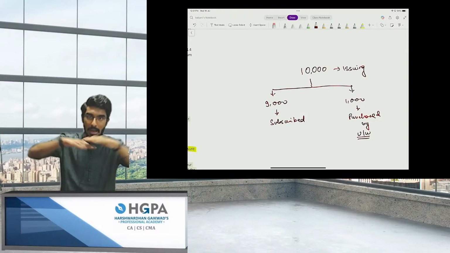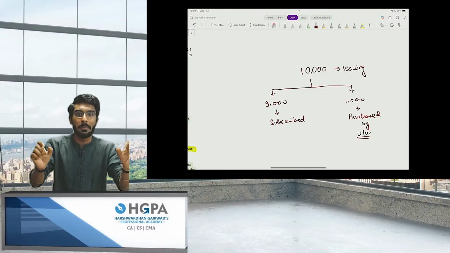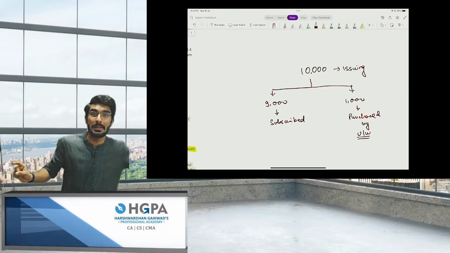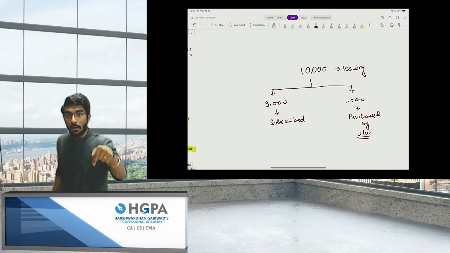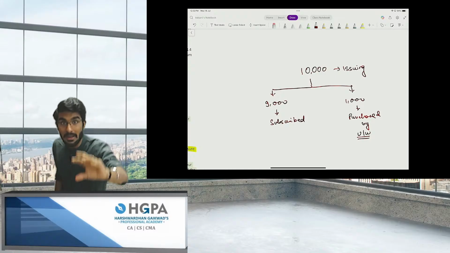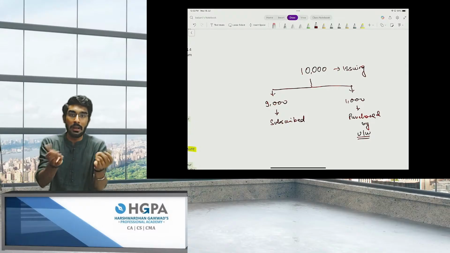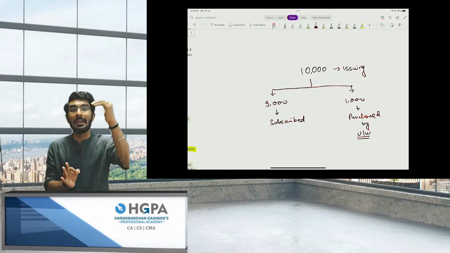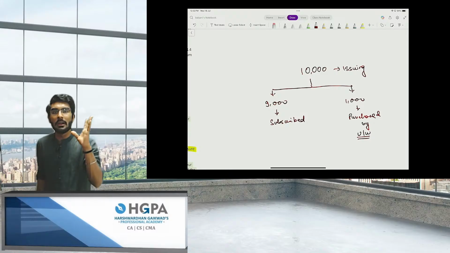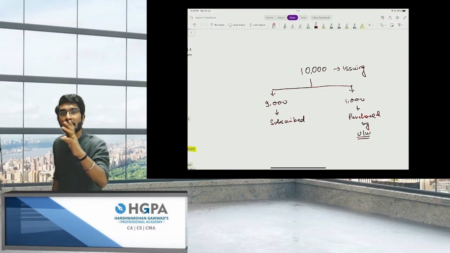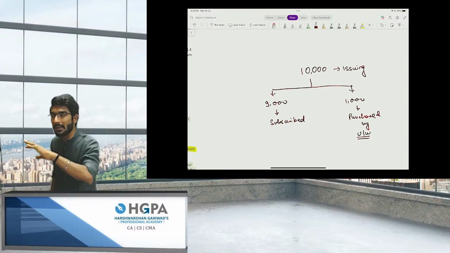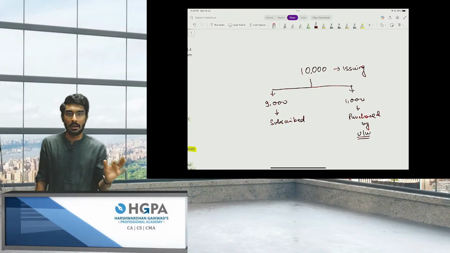In the end, if you see the outcome, the public has subscribed to 10,000 shares. But during the IPO, only 9,000 shares were subscribed. The remaining 1,000 shares were subscribed by the underwriter, who earns a commission in return. This ensures that the company is able to raise the entire capital. After 6, 7, 8 months, the underwriter will release the shares to the public in the stock market. This is the job of an underwriter.